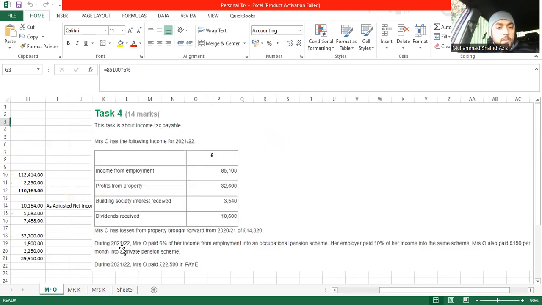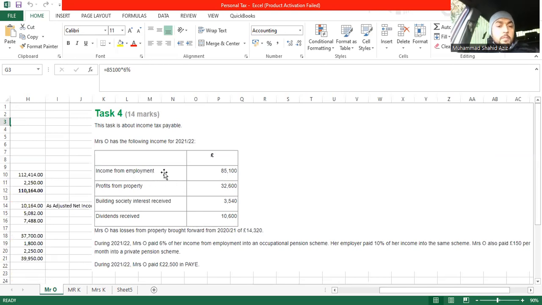During 2021-22, Mrs. O paid 6% of her income from employment into an occupational pension scheme. Remember, there are two types of pension. One is an occupational pension scheme and one is a private pension scheme. An occupational pension scheme is deducted from the employment income, and the private pension is like a SIPP, self-invested personal pension, that you invest privately. If anything is an occupational pension scheme, we need to deduct it from our total gross income.